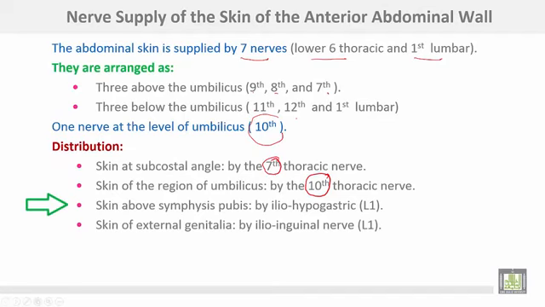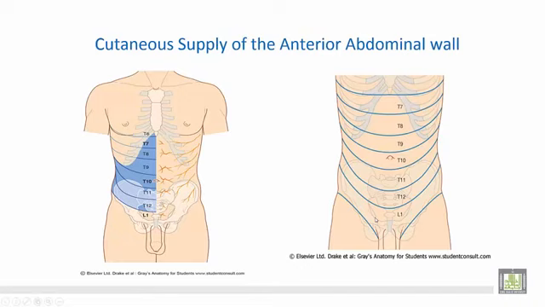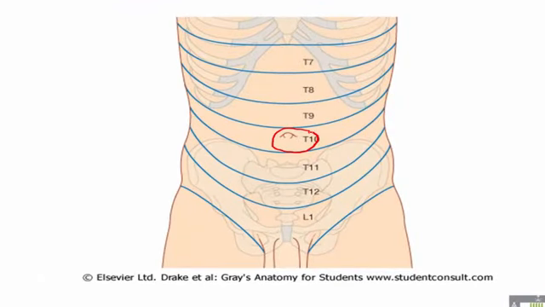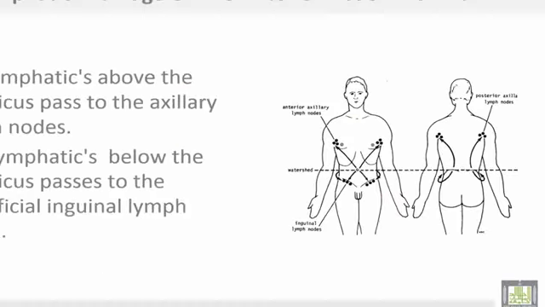The skin above the symphysis pubis, iliohypogastric from the first lumbar. The skin of external genitalia, ilioinguinal nerve from the first lumbar. And this is the distribution of the cutaneous nerves to the skin of the anterior abdominal wall. This is the region of the umbilicus and the 3 above, 9, 8, 7. Then 3 below, 11th, 12th, and the first lumbar. Also external genitalia, first lumbar.